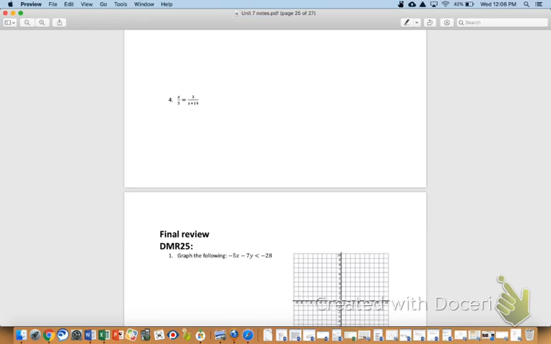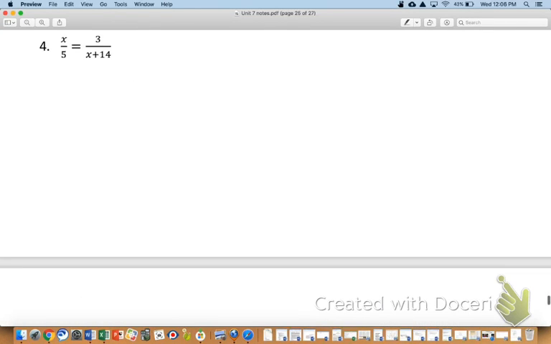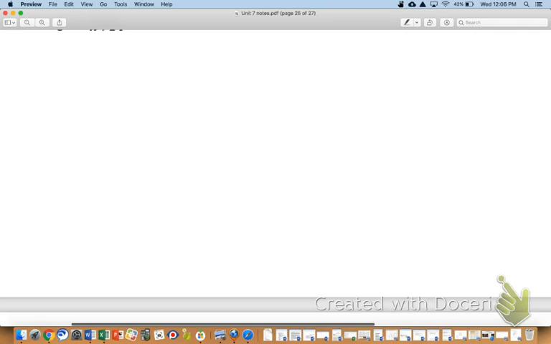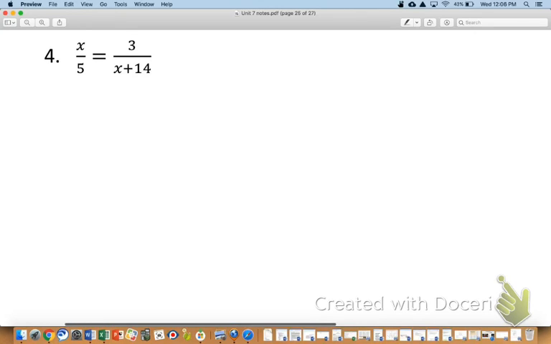So 4, again, is solve the equation, find the solution for x. In order to do this, one of the ways would be to get a common denominator. Actually, no matter how you do it, you got to consider the common denominator. What do you think that would be? 5. Perfect. Okay, so I've got x over 5 equals 3 over x plus 14.